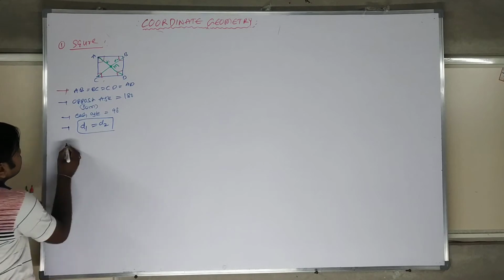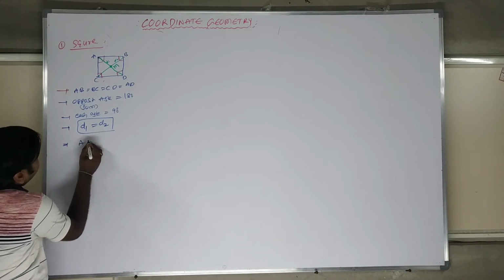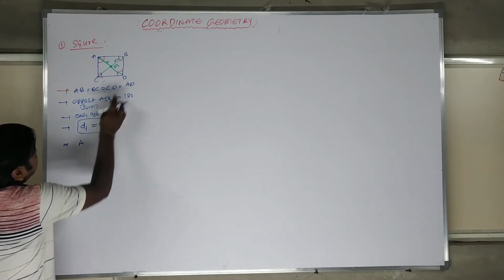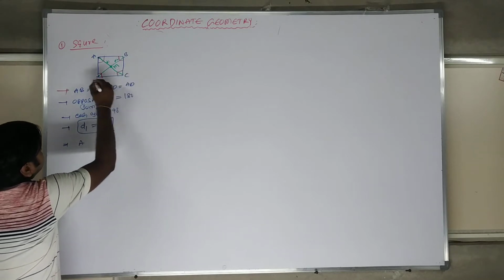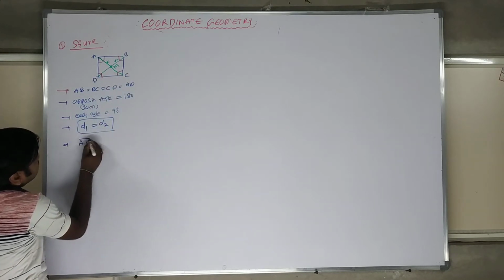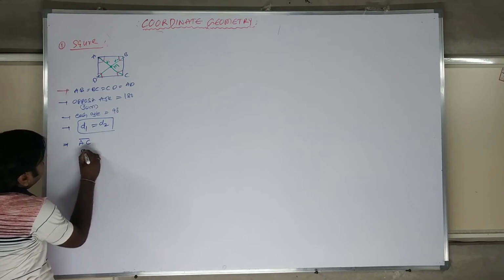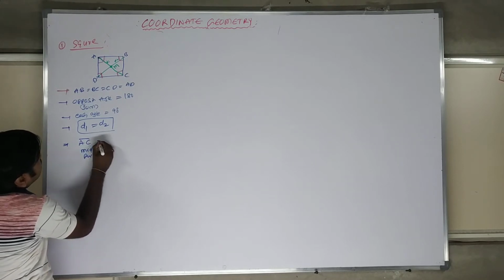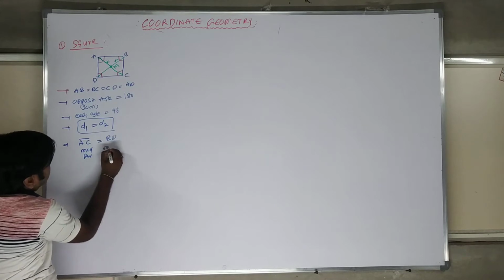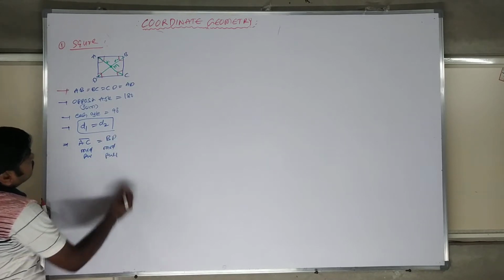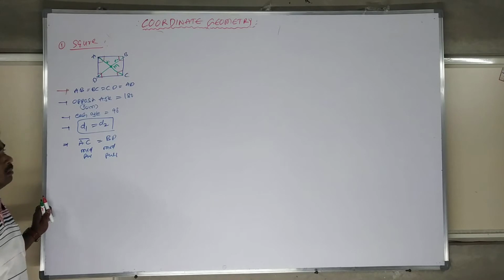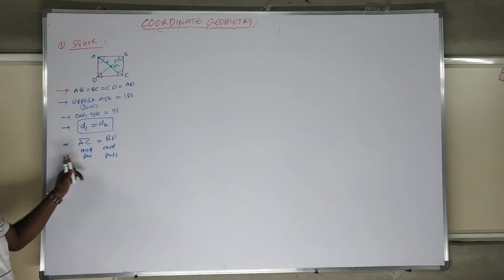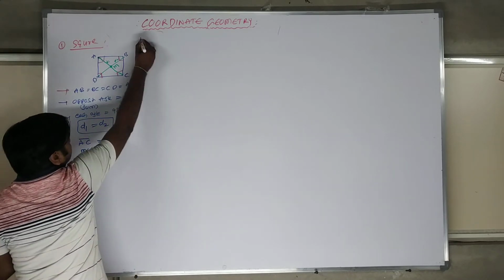The diagonals intersect, so I should say they intersect at the midpoint of AC and BD. The midpoint of AC is equal to the midpoint of BD, both are the same. This is what a square is: sides same, opposite angles sum to 180, each angle 90, diagonals D1 and D2 same, and the diagonal midpoints the same. This is the square model.